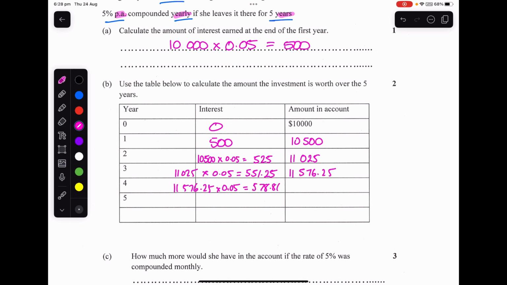578.81. Now, when you put this into your calculator, it gets pretty easy because you just leave it in your calculator and keep calculating. So once we get this answer, you then just times that by 0.05. I'm just writing it out. I'll show you what you need in a sec. The last one is $607.75. And if we add that, we end up with $12,762.81.